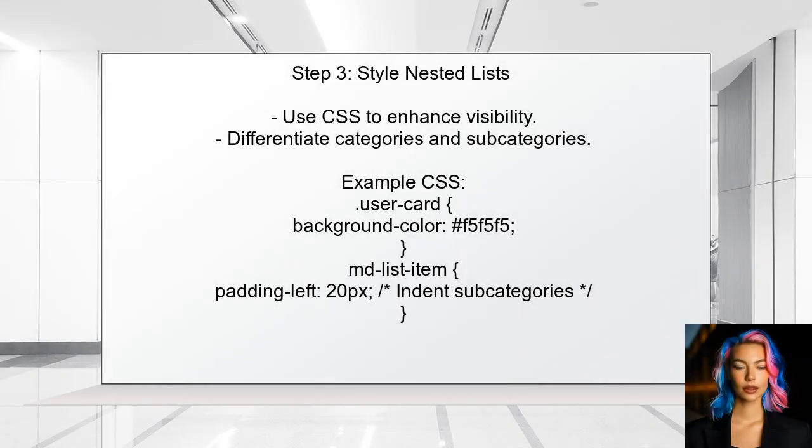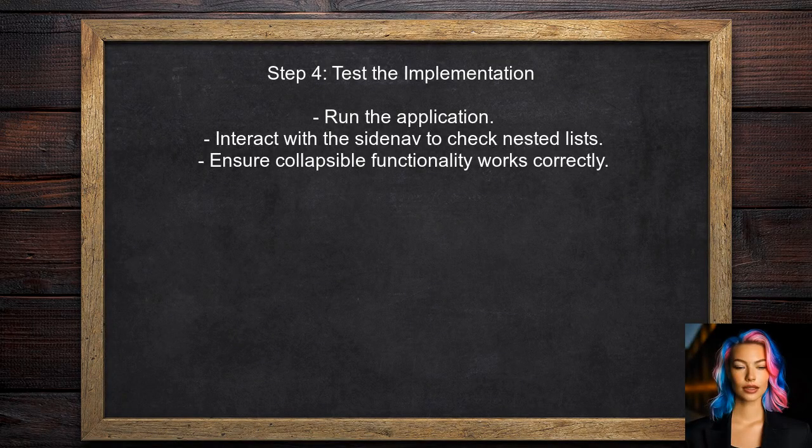After setting up the collapsible feature, the user should style the nested lists for better visibility. This can be done using CSS to differentiate between categories and subcategories. Finally, the user should test the implementation to ensure that the nested lists are functioning as expected. They can do this by running the application and interacting with the side nav.